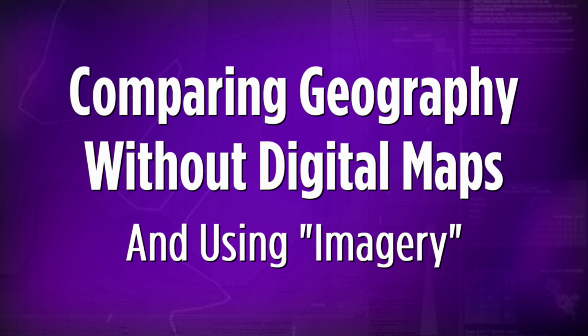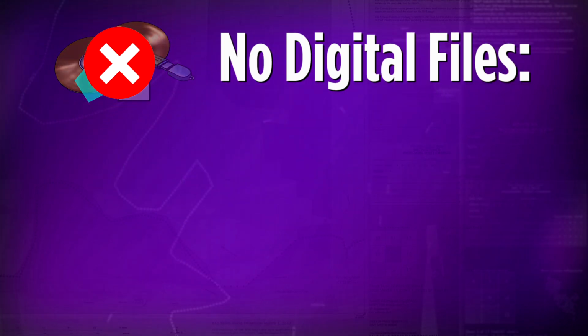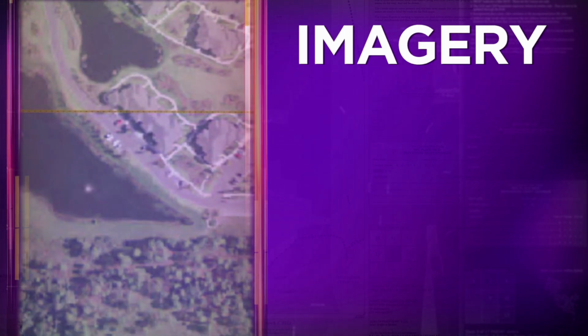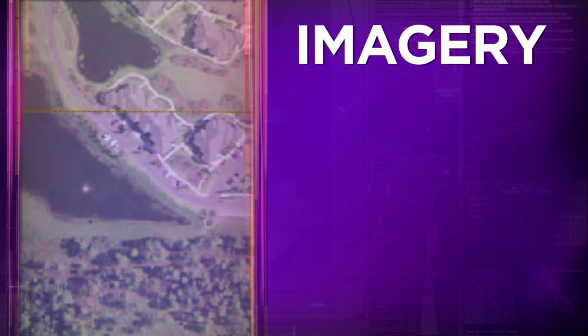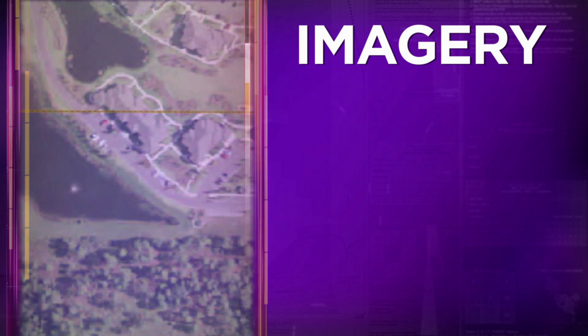As mentioned earlier in this video, if you do not have your own digital map files, shapefiles for example, you can still compare your local geography from paper maps or other records to Census Bureau geography in GUPS. To most accurately identify boundaries and linear features in GUPS and compare them to your paper maps and records, you will enable Imagery in GUPS.